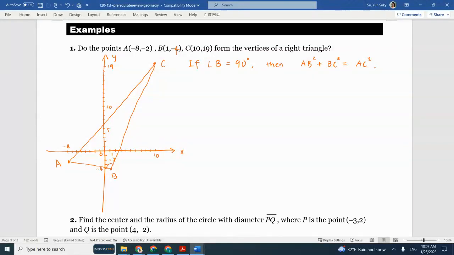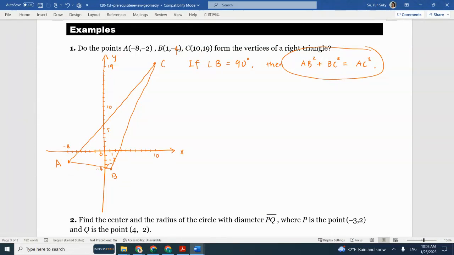So that's why we can check whether this equation is true. If it is true, then yeah, the angle B is a right angle. If this is not true, then the angle B is not a right angle. And from the picture, we're sure that angle C and angle A are acute angles, not right angles. Then we can say this is not a right triangle. So this is one way.